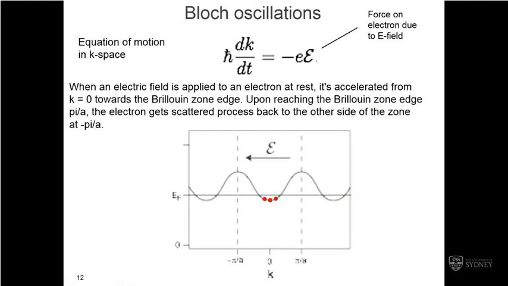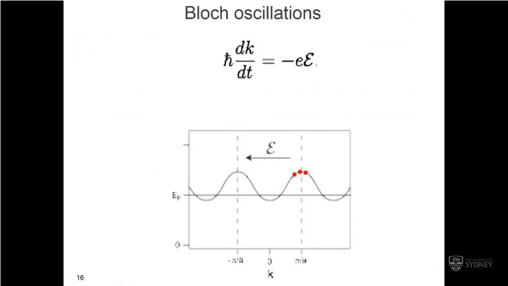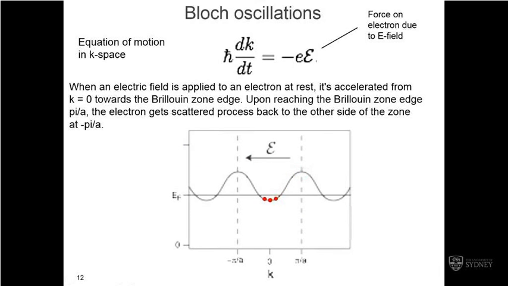This is just a little animation to show that when you do apply the electric field, the electrons move in the direction opposite to the electric field. So the electrons go to here, and when they get to the Brillouin zone boundary, they get scattered and they go back to negative pi on a. This is called Bloch oscillations. We're not going to go any more deeply into that than just to let you know the name. So in an electric field, you can get this oscillation of these electrons back and forth in the Brillouin zone.